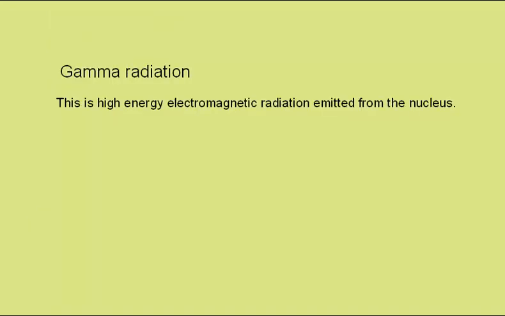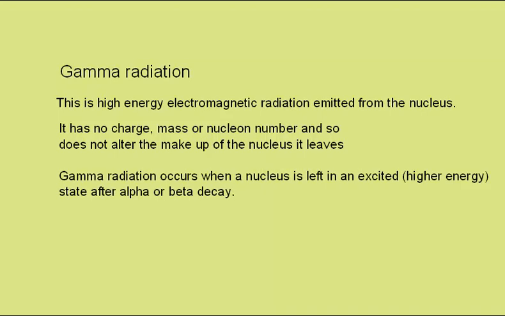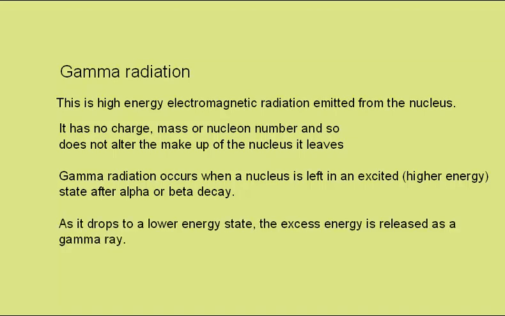Finally, we have gamma radiation. This is high-energy electromagnetic radiation emitted from the nucleus. It has no charge, no mass, and no nucleon number, and so does not alter the makeup of the nucleus it leaves. Gamma radiation occurs when a nucleus is left in an excited or higher energy state after alpha or beta decay has taken place. As the nucleus drops to a lower energy state, the excess energy is released as a gamma-ray photon.